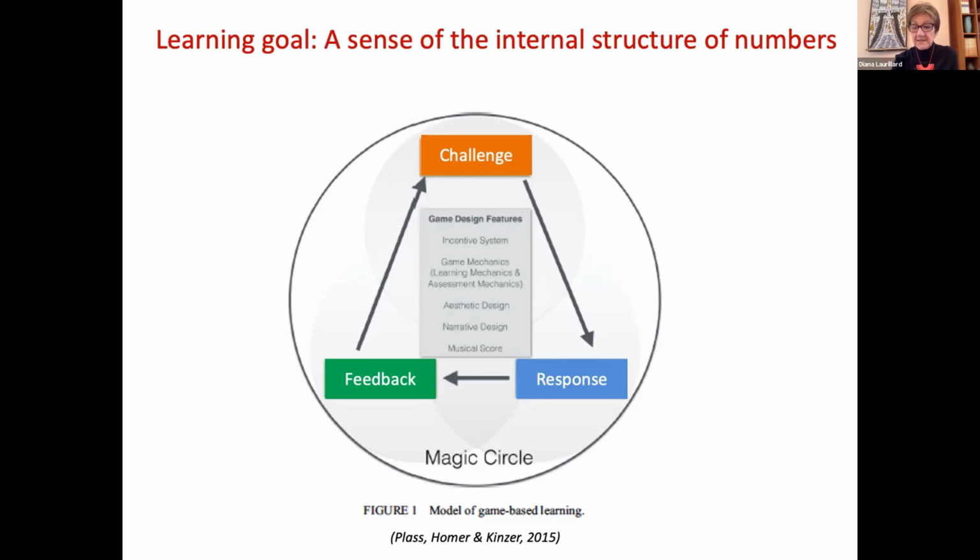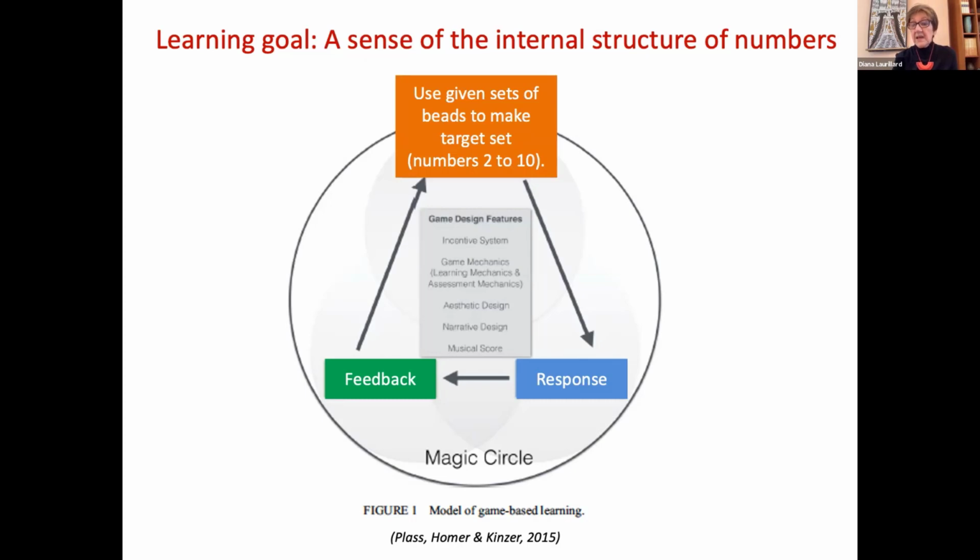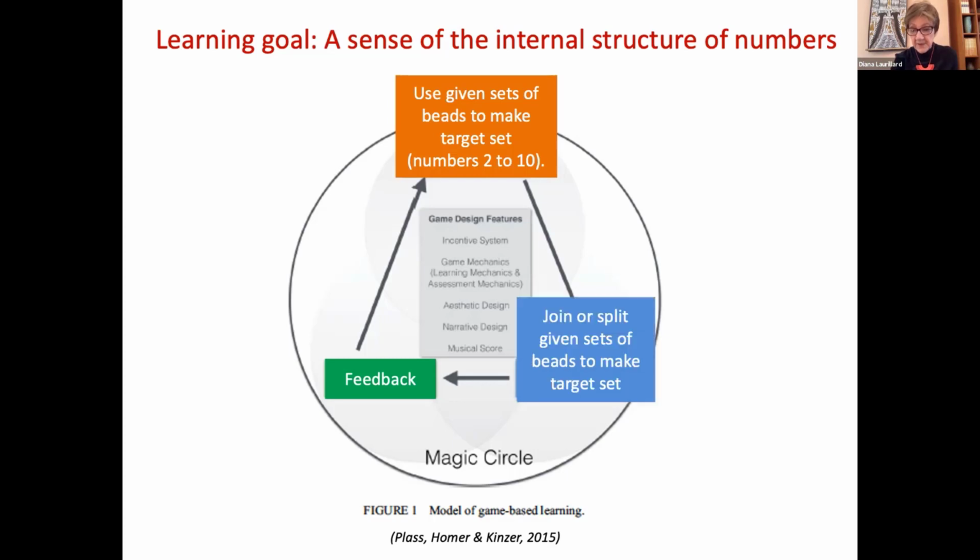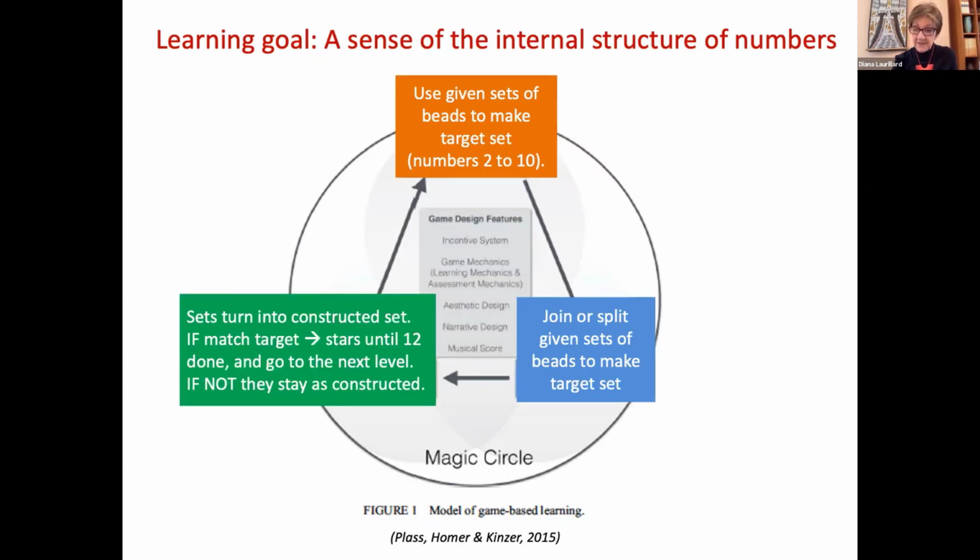So to help learners understand the internal structure of numbers, a constructionist approach would define the challenge for this goal as being able to use given sets to construct a target set. And the response action would then be to be able to join or split given sets. And then the immediate feedback is the result of that action. Either sets turn into other sets that include the target, or the sets turn into other sets which don't include the target, and that's all. That has to be sufficient for the learner to work out what to do next if they don't make a target.